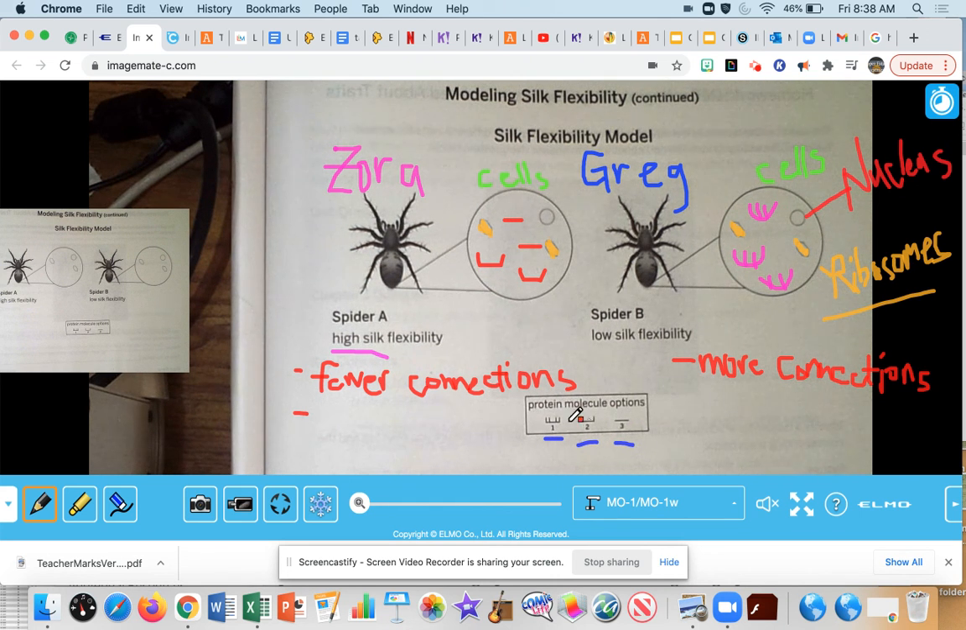So if we look at these three protein molecule options, protein molecule number 3, which is located here, right, would produce high silk flexibility, as opposed to Greg's molecular structure, which produces low silk flexibility. Okay, more connections, fewer connections.